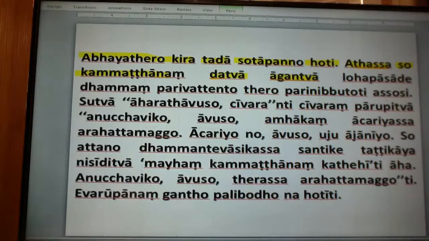Agandwa meaning is coming. Loha Pasade. Loha means bronze. Pasada is a kind of hall. The hall is made of bronze. So maybe Loha is the name of the hall, the Dhamma hall.